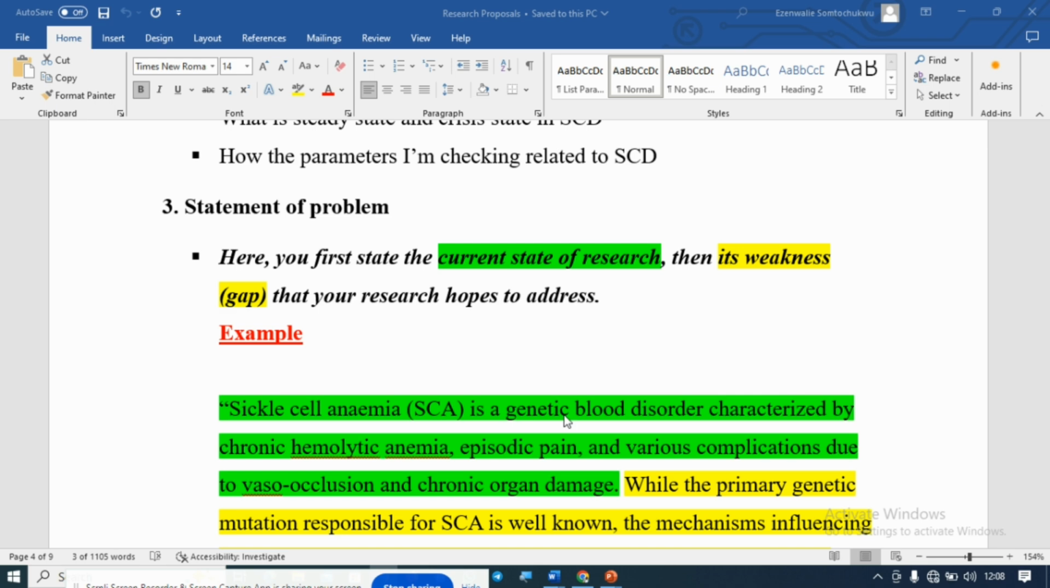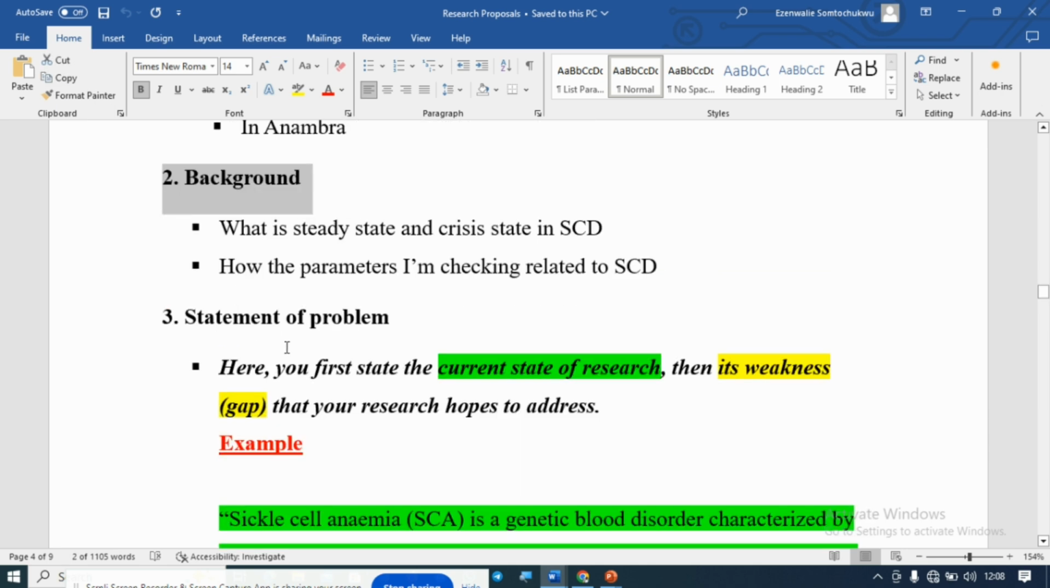Now, you're trying to primarily tell us how it has been in the previous studies, and then you are trying to create a weakness out of those previous works, and then trying to create a clear gap in the previous researches. Okay, so this is a typical example of a statement of problem. First of all, you're talking about the current state of things. Those highlighted in green are the current state of research. So it's primarily defining some key terms and then making an argument out of it.